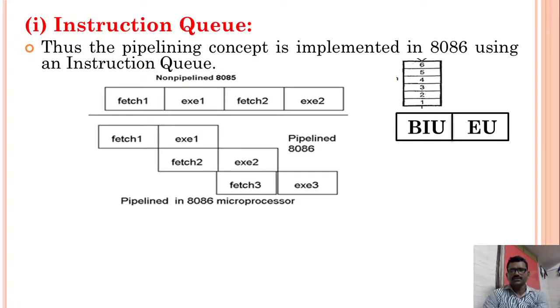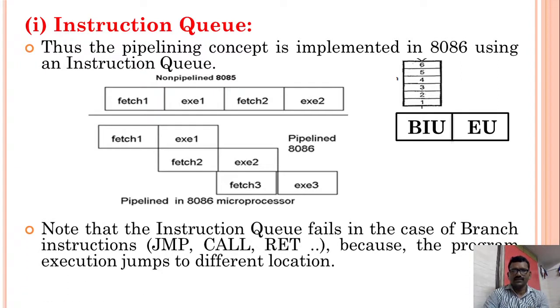The execution unit is responsible for decoding and executing instructions. In this figure we can see that while executing the first instruction, the BIU fetches the next instruction, that is parallel processing. This structure we call pipeline architecture. But there is one problem.